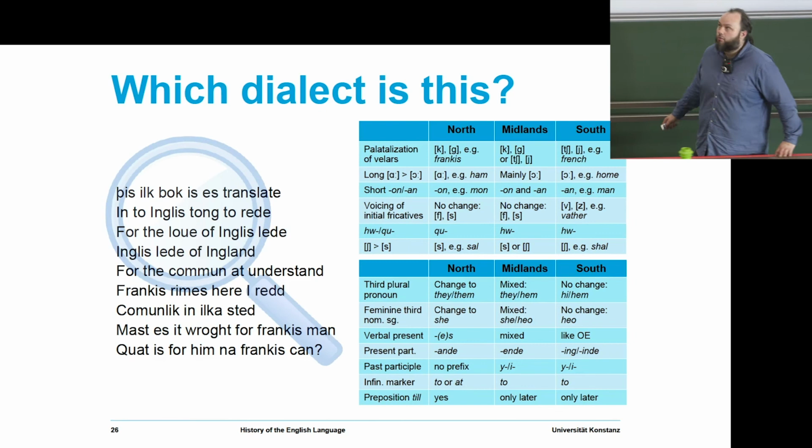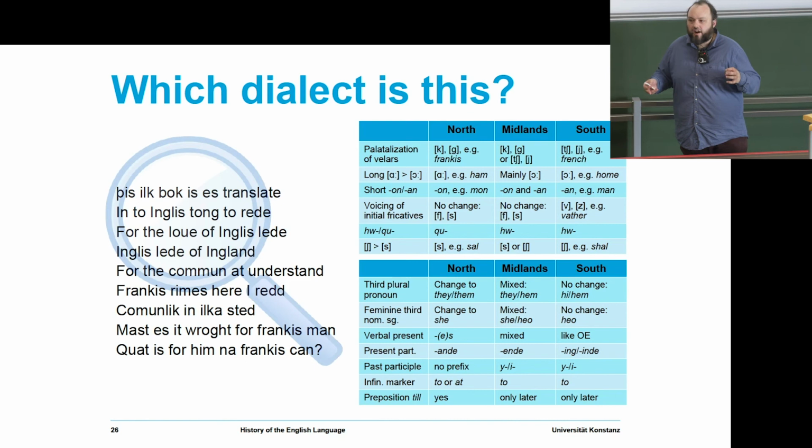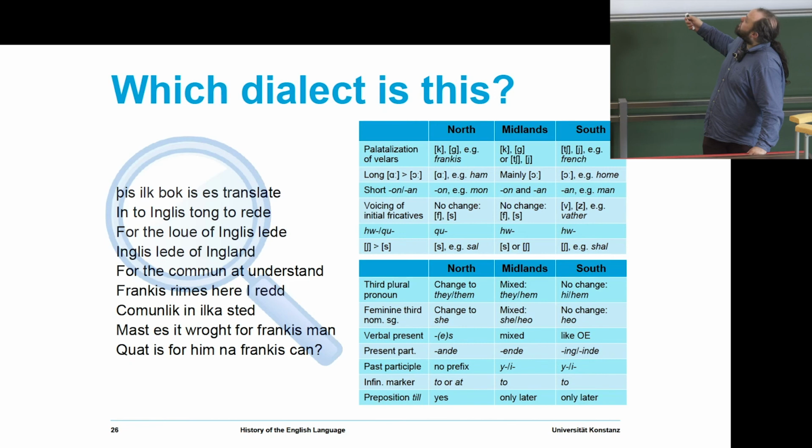So if you take a word like Inglis or Francis. We've got Inglis up here and Francis down here. These are English and Frankish. So here we're dealing with this change that we saw. We see the sh becoming a s, right? And again, that's a Northern or Midlands feature. So we can narrow it down.